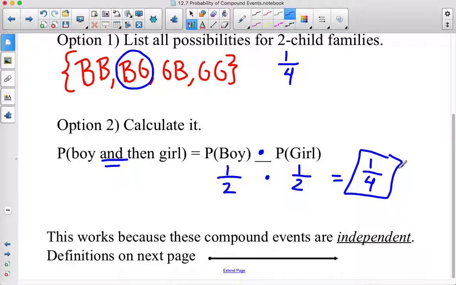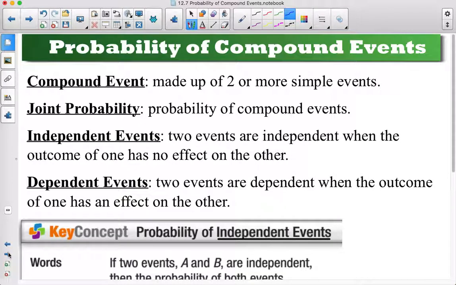So that's the more efficient way of doing it. I find the probability of each of them and I can simply multiply. The reason I can do this is because these compound events are independent. And we know just from basic English, independent meaning free, that one does not affect the other. The fact that one occurs doesn't change the probability of the second one's outcome. So that's a little introduction to what we're going to be working on.